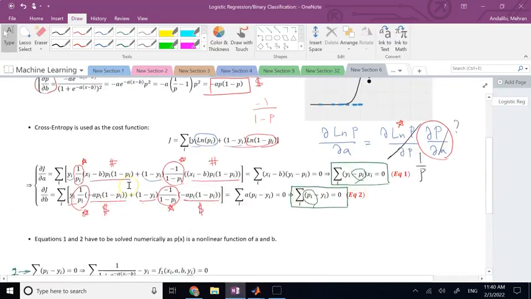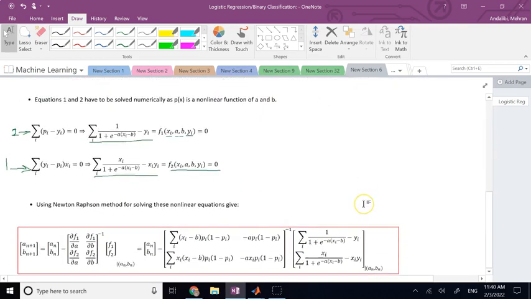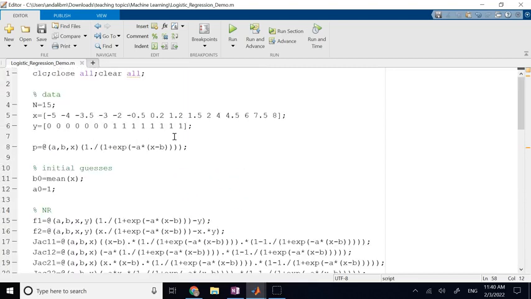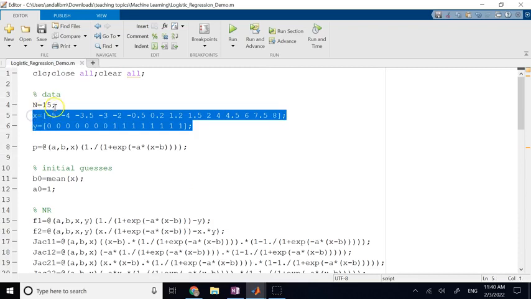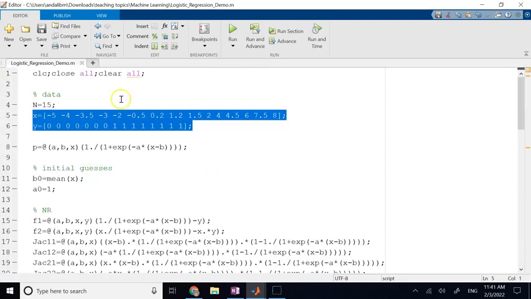So this is how you can now classify any point as either class 0 or class 1. That's why we call it binary classification. And this is how we perform this nonlinear regression for this sigmoid function. So hopefully this video was useful to you, and you can download this demo MATLAB file. Feel free to change your data points and use the Newton-Raphson solver to give you the underlying sigmoid function.